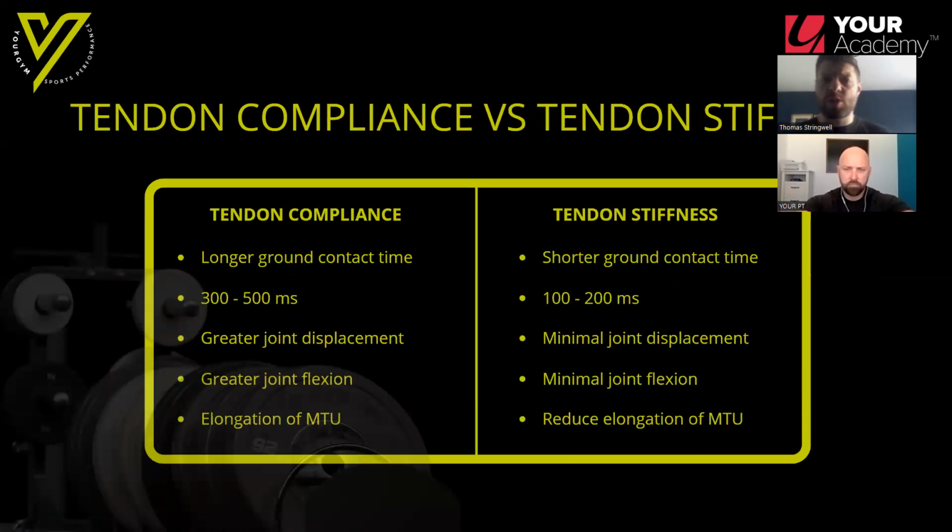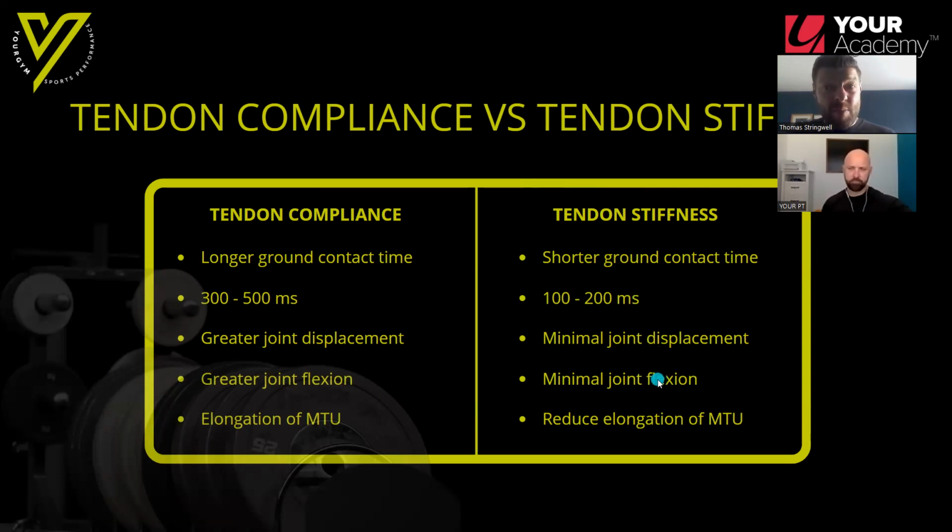So there's the differences between compliance and tendon stiffness. With compliance, we have longer ground contact times. When you actually look at that, it's 300 to 500 milliseconds. So it's not exactly sloppy. It's still quick, but it's just a little bit longer. And you get what you call greater joint displacement. That just means change in angle, greater flexion. You know, there's a real effect of this flexing and extending. But with stiffness, we don't have that. That's the key. I say to you guys, make your ground contacts short, make them rapid.